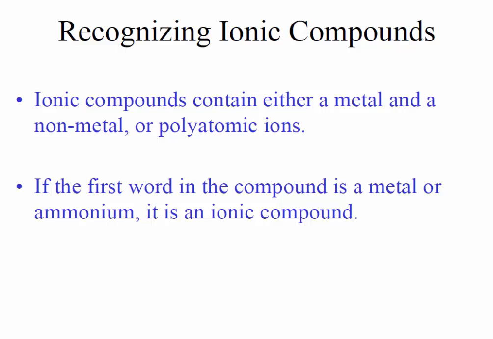Recognizing ionic compounds. It's important when you're naming a compound, you have to recognize whether it's ionic or covalent, so you know which set of naming rules to apply to it, because we name them differently. So ionic compounds will contain at least one metal and a nonmetal.